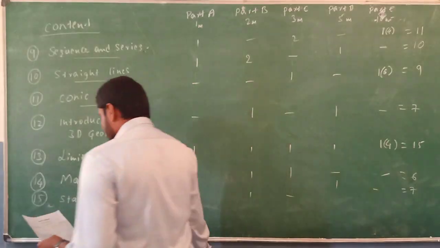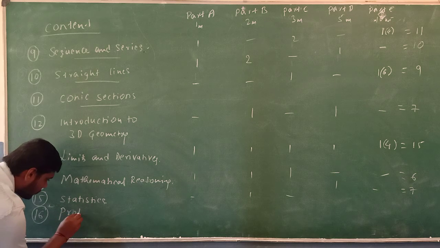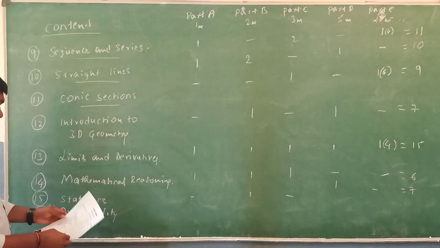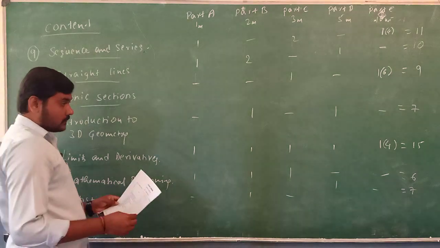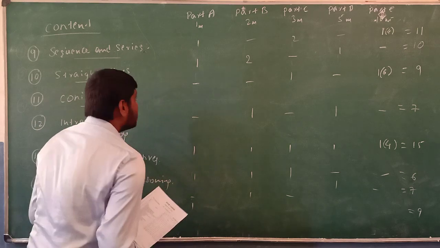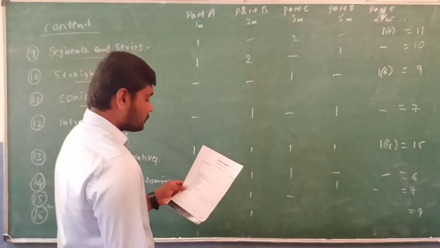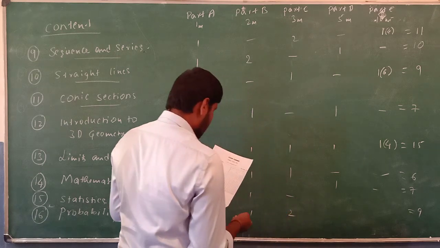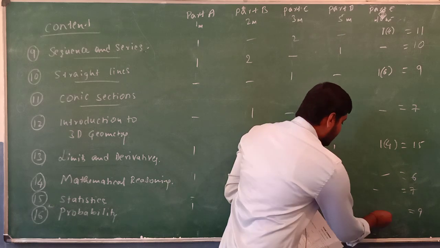And the final chapter and the last chapter is probability. One of my favorite topics, probability. So in this probability we have 9 marks total. There will be 9 marks of questions. There will be 1 question of 1 mark. There will be 1 question which is allotted for 2 marks. There will be 2 questions which are allotted for 3 marks each. And there will be no question allotted for part D as well as part E.